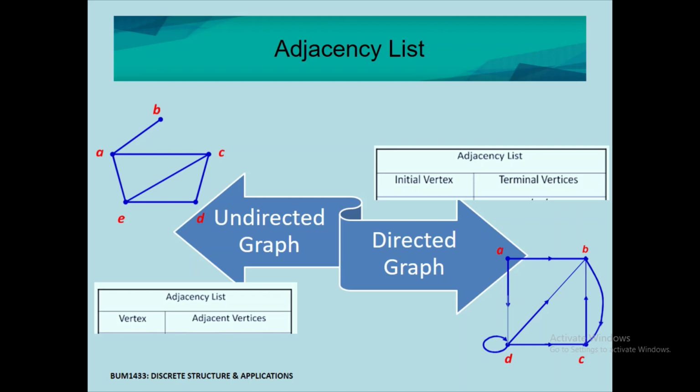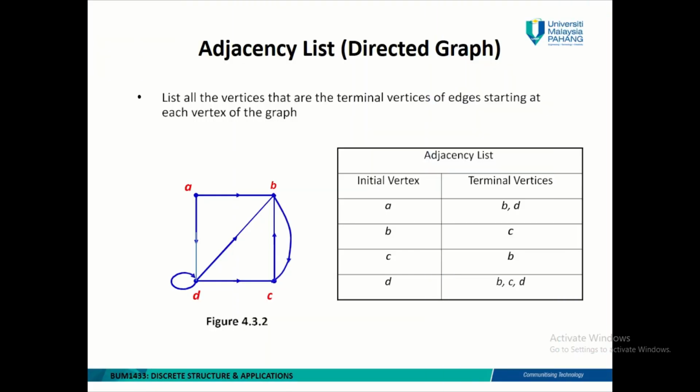In the directed graph, we also have to draw a table with two columns. The first one is the initial vertex, and the second column is for the terminal vertices. Initial vertex and terminal vertex we already learned in the previous class. If you understand how to find the initial vertex and the terminal vertex in the previous class, then there is no problem for the adjacency list.